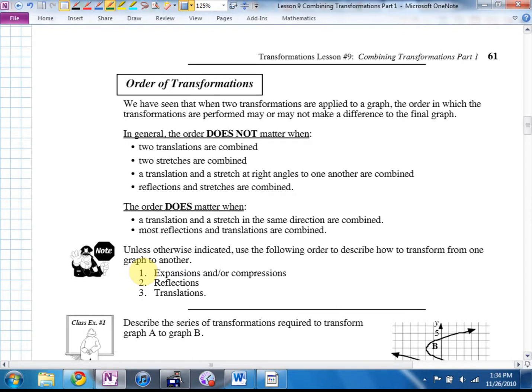Now it says this, in general, the order does not matter. You can be sloppy when 2 slides occur, 2 expansion compressions occur, or if you're sliding horizontally and stretching vertically, or stretching horizontally and sliding vertically, as long as you're at right angles to each other.